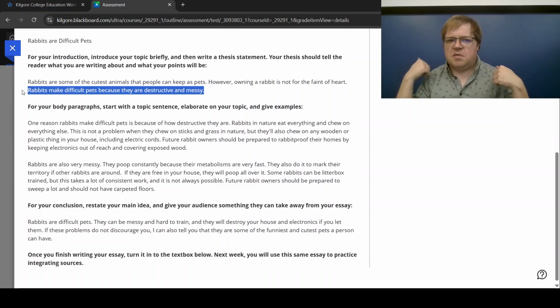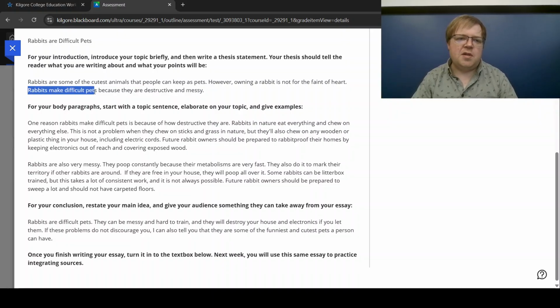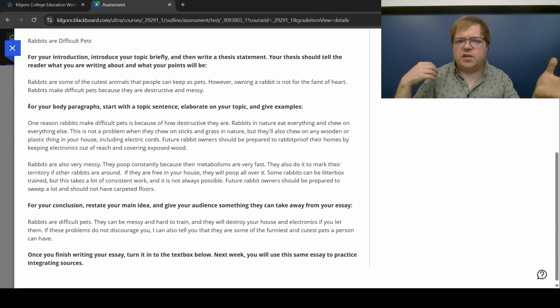So in this one, I'm going to cover my topics and my main idea. So I said, rabbits make difficult pets, which is my main idea, because they are destructive and messy. And these will be the 2 body paragraphs that I write here in a second. So after that, I need body paragraphs. Your body paragraphs are going to flesh out your points.